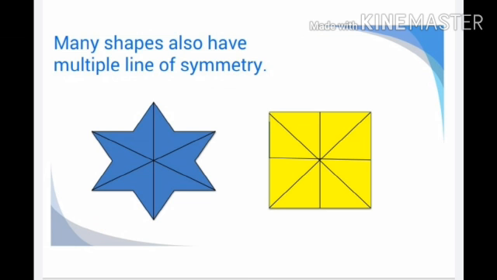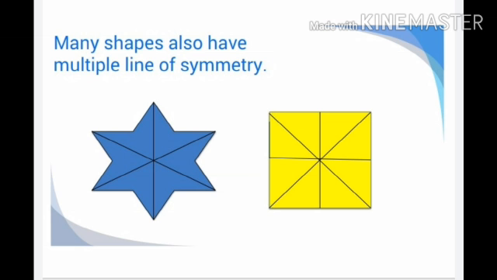Next, let us see other shapes which have multiple lines of symmetry. Many other shapes also have multiple lines of symmetry. Here I have given two examples. One is a star and one is a square. Now you can see in the star how many lines of symmetry there are. We can divide the star into three lines of symmetry. One in the middle, then two, then three.